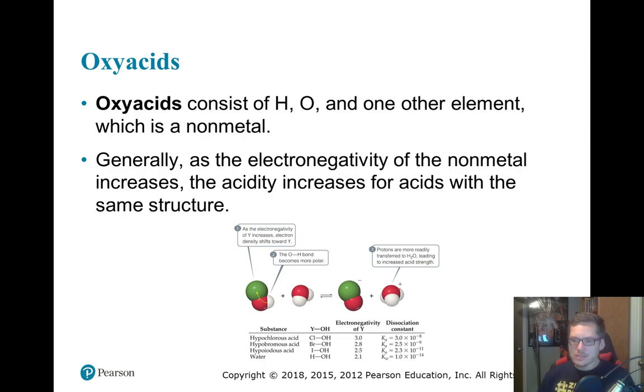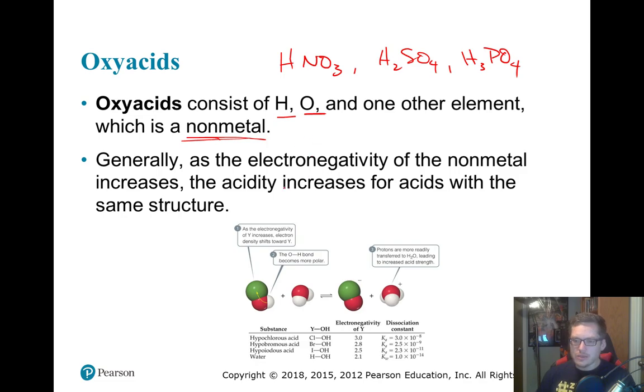Your oxyacids are acids that consist of hydrogen, oxygen, and then one other element that is always a nonmetal. So this would be like your nitric acid, HNO3, or your sulfuric acid, H2SO4, or your phosphoric acid, H3PO4. These are all your oxyacids.